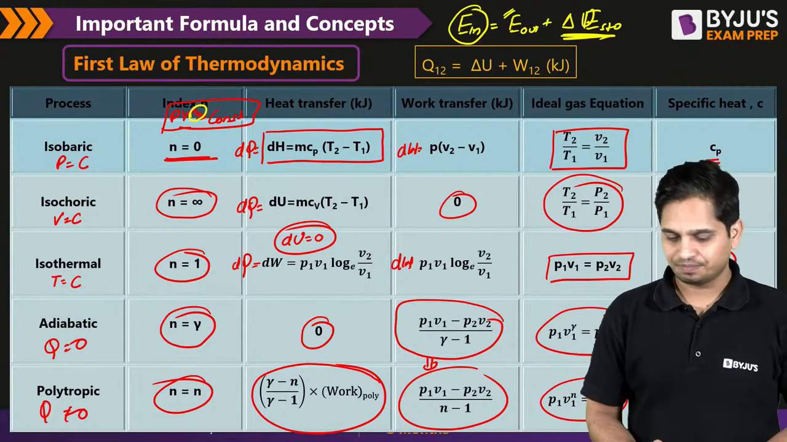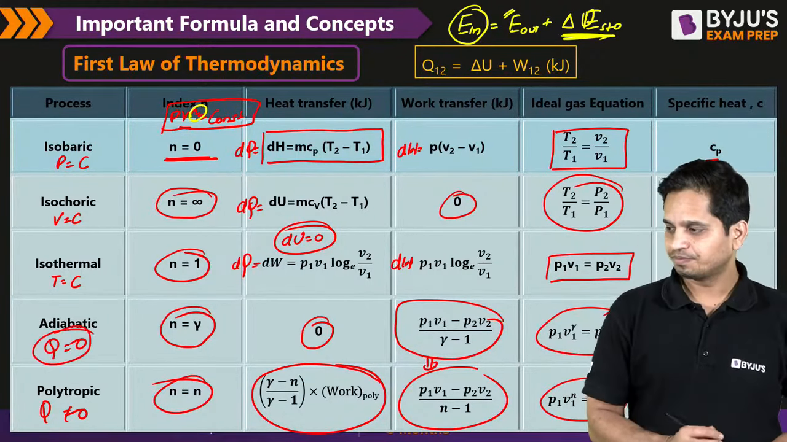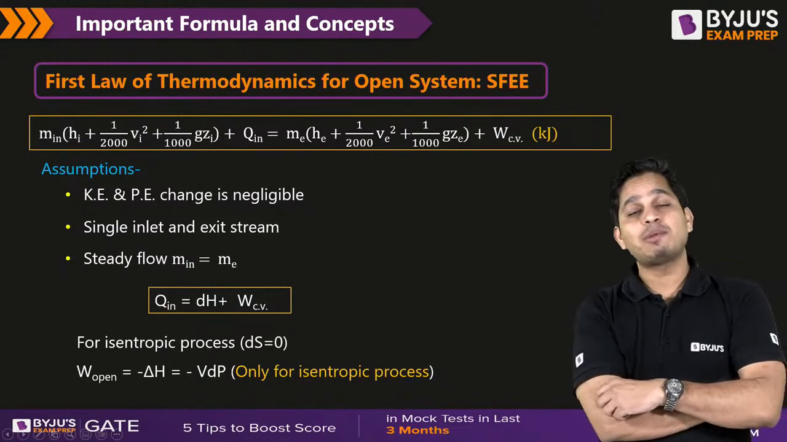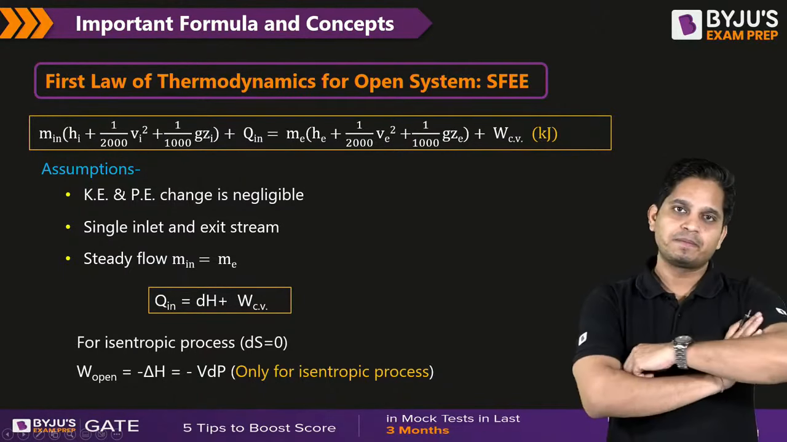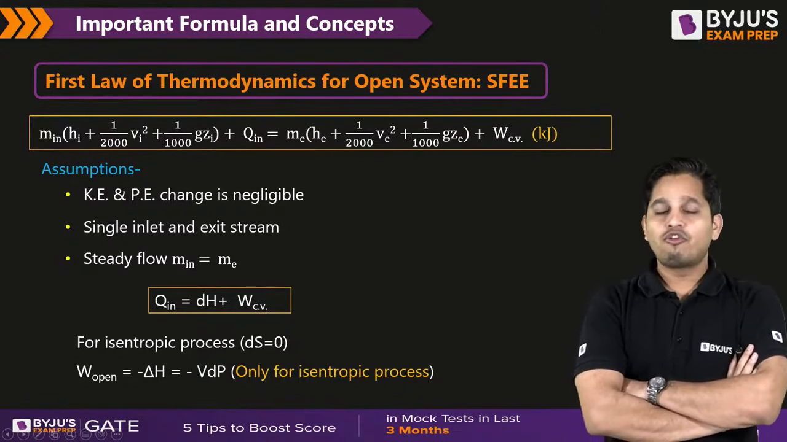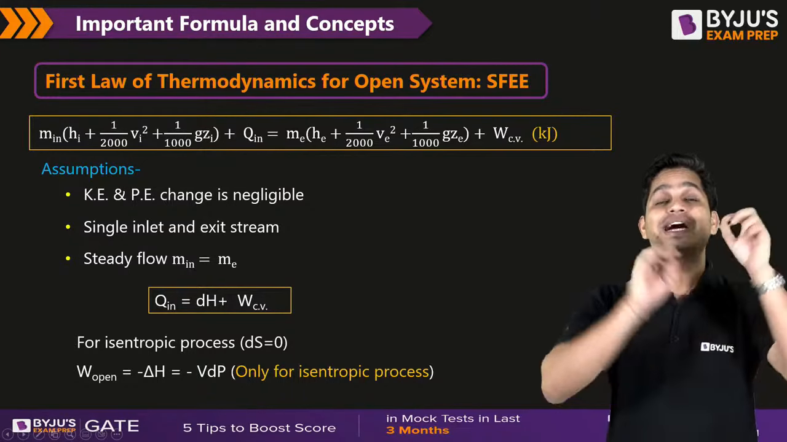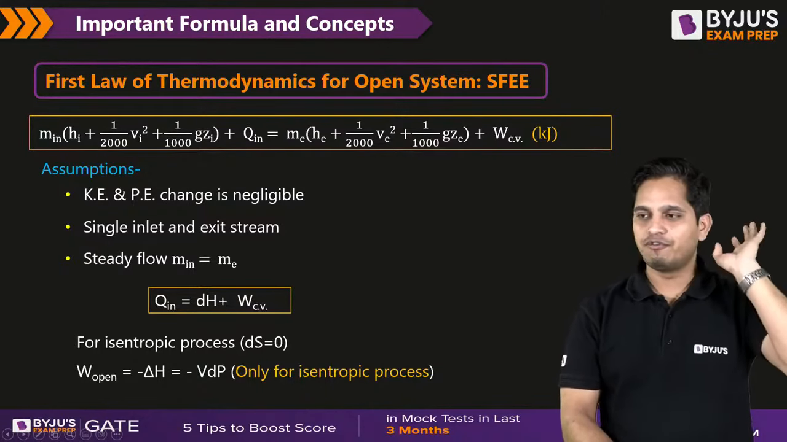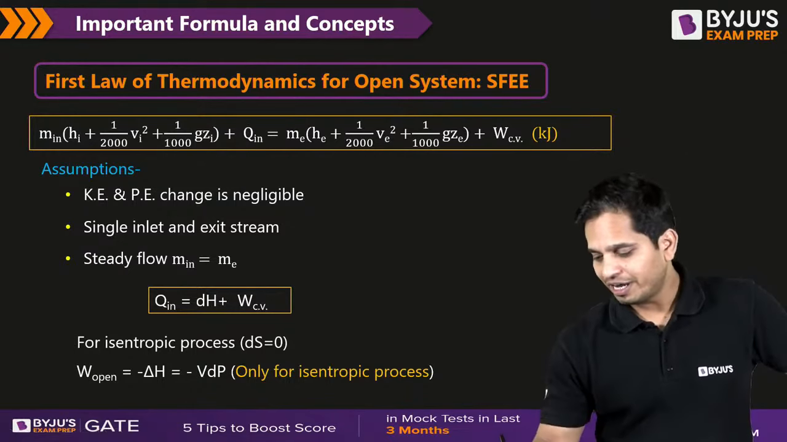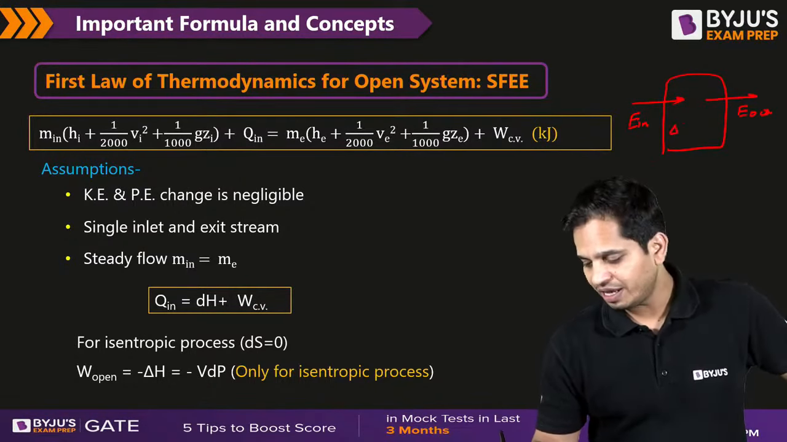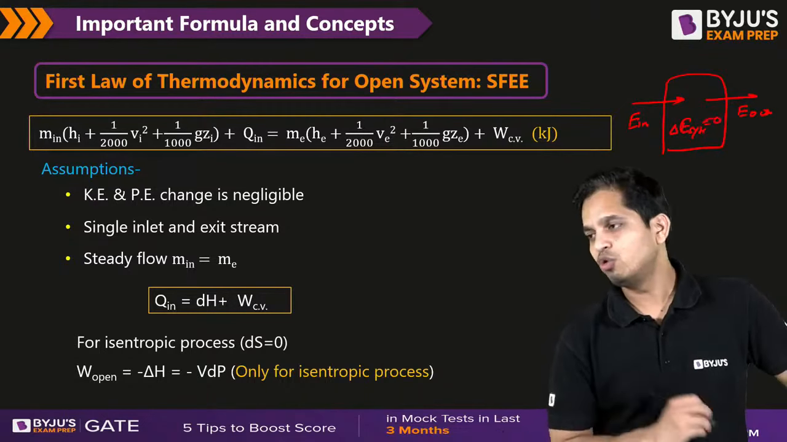Adiabatic is no heat transfer, that's why I said Q is equal to 0. So first law of thermodynamics for a closed system, all these formulas are there. A little bit of variation here and there will be there, but the formulas are these only. For steady flow, for an open system, when mass is also entering and energy is also entering, we have two cases: steady flow and unsteady flow. Steady flow is what? Whatever energy is entering will be equal to energy out, and the change in energy in the system will be equal to 0.